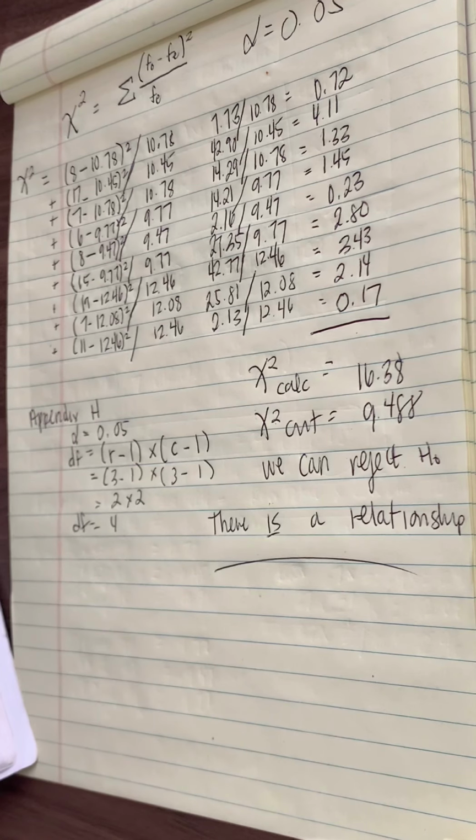Okay, so that's what you get for the chi-square test of independence. I will record the chi-square goodness of fit test separately.